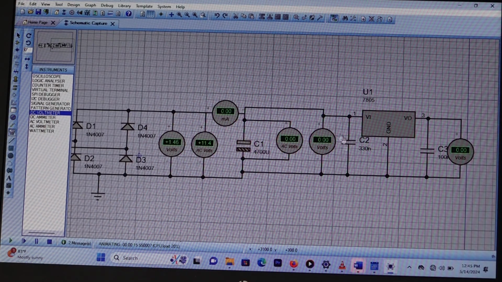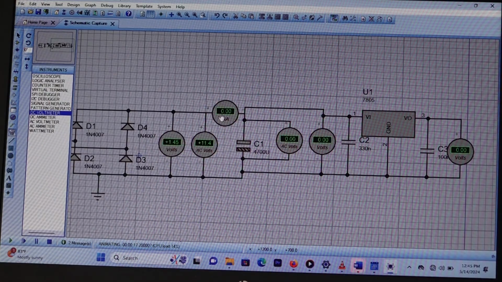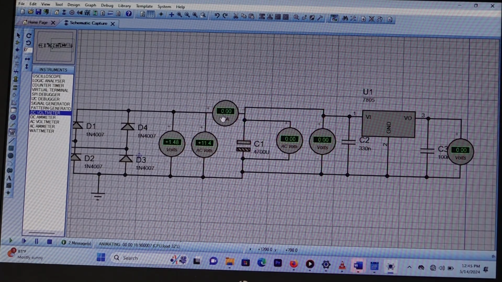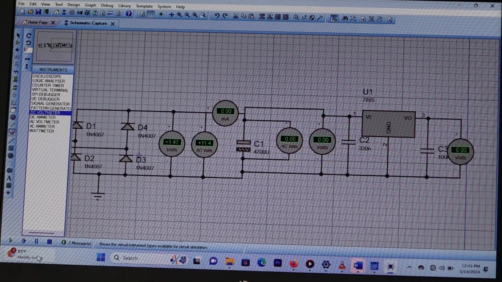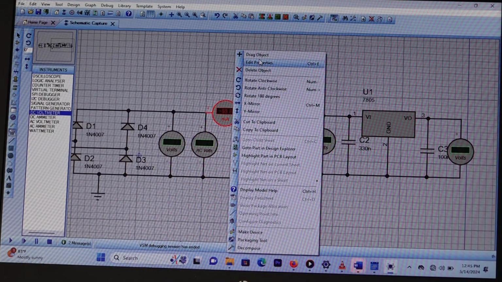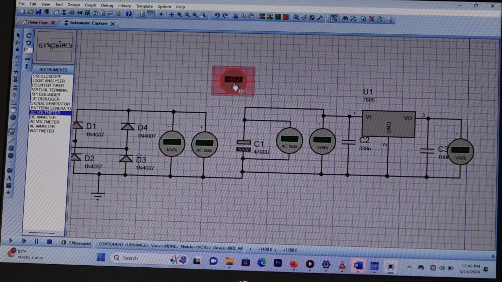So, okay. Once you see 0, 0, 0, there's a problem with the connections of this milliammeter. What problems? Let me figure out the problems that we have. This milliammeter is not connected. You see? Have you seen it? Okay.